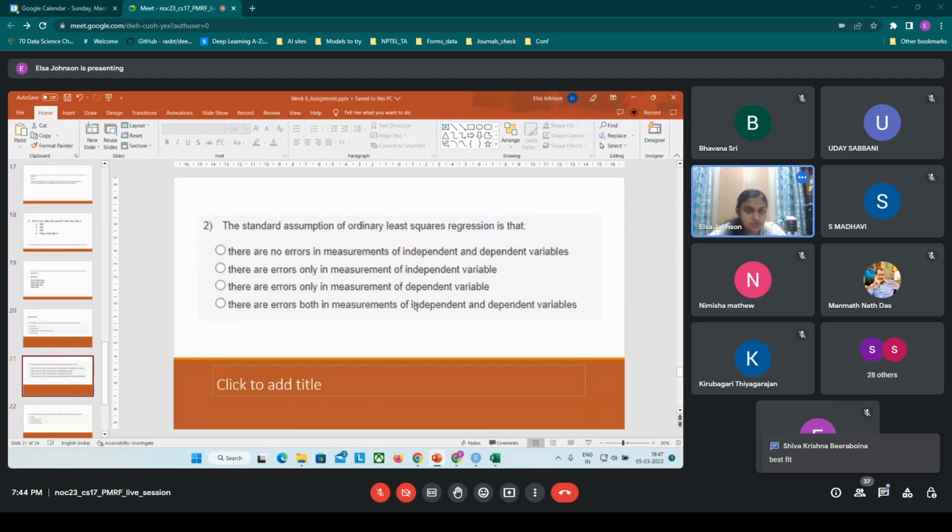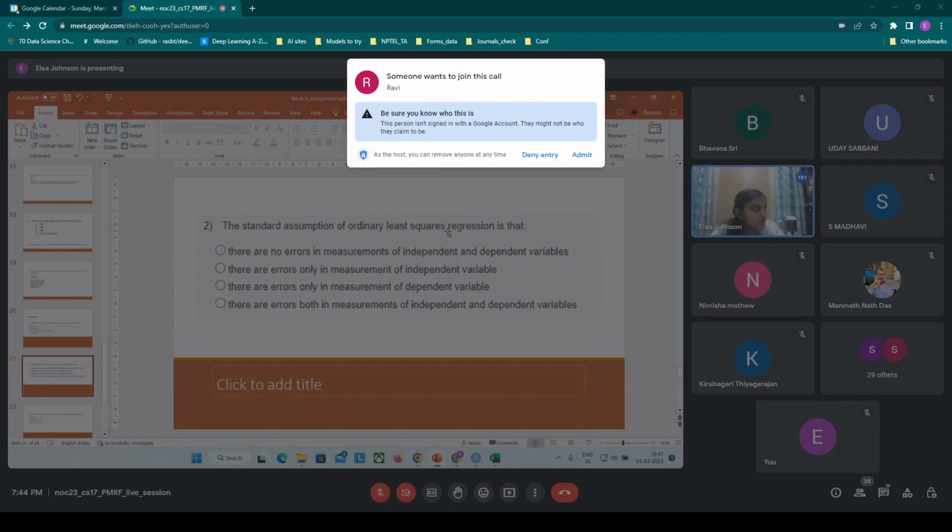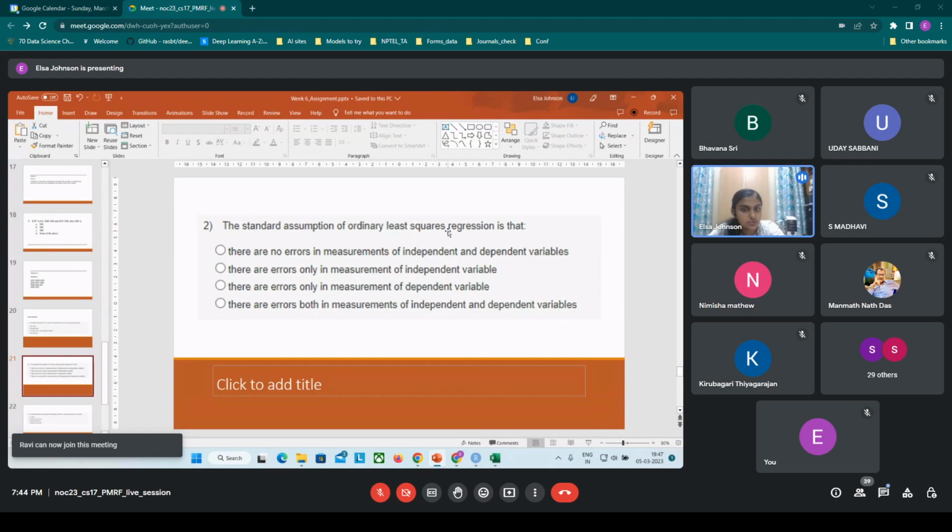The next one: the standard assumption of ordinary least squares regression is what? Is it that there are no errors in measurements of independent and dependent variables, or that there is error only in the measurement of the independent variable? Someone has written C. Is it clear with everyone? The assumption is that there are errors only in the measurement of the dependent variable. There should not be errors in the independent variable. So C only.